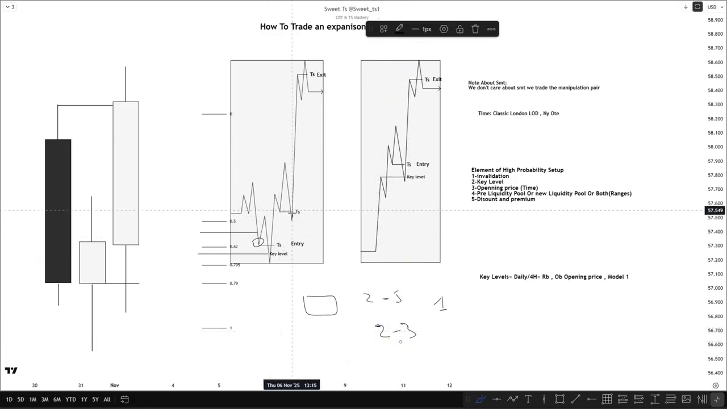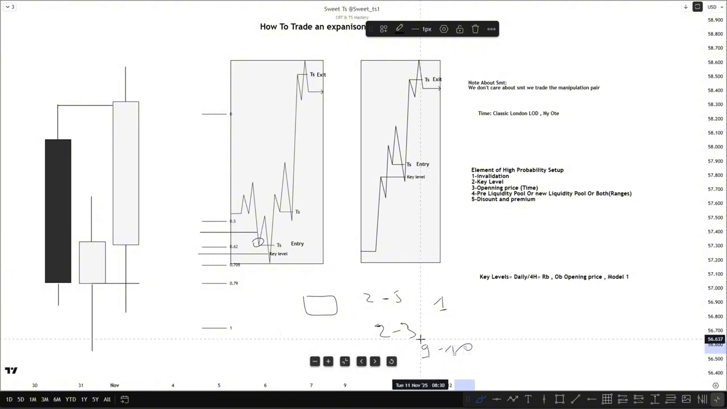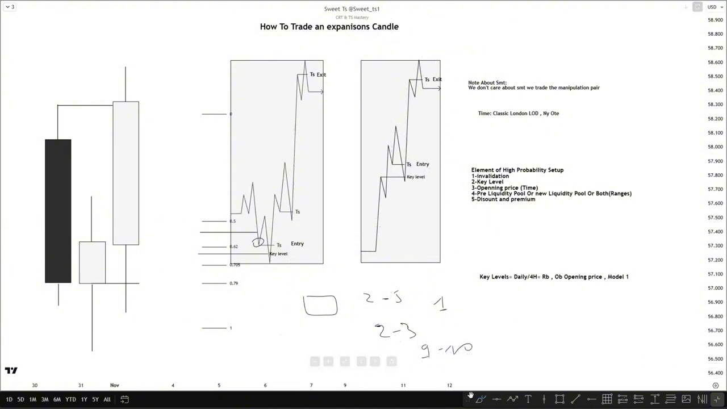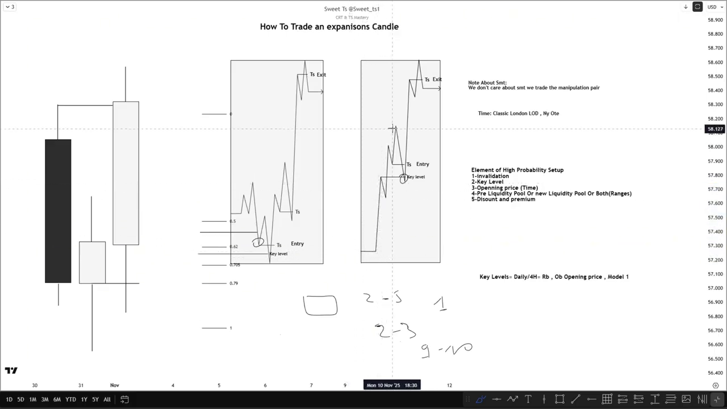And for a continuation, it's 9 and 10 to look for continuation. So if we open high here, maybe 9 or 10 would provide this because we already expanded, right? And of course, once we expand on London, we expect a New York OTE, right?